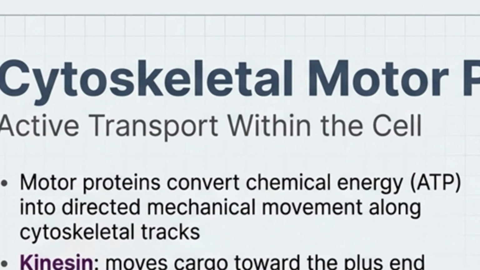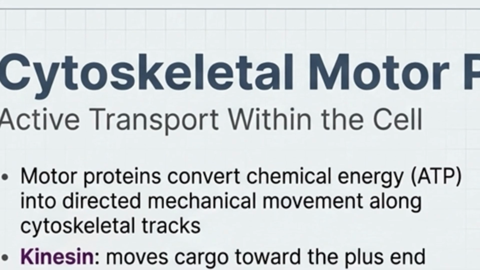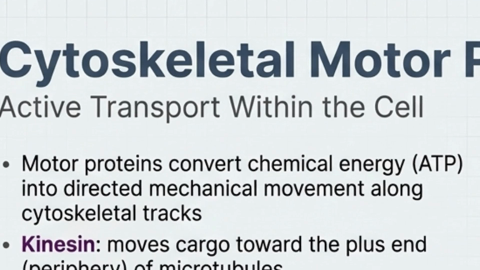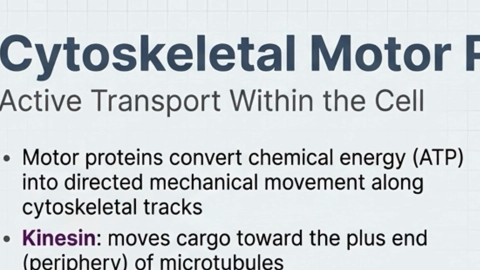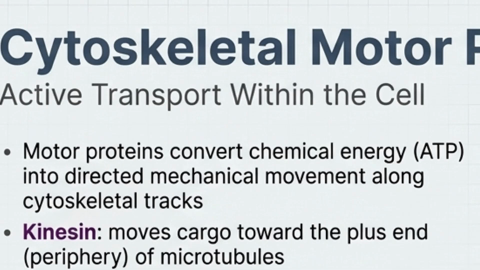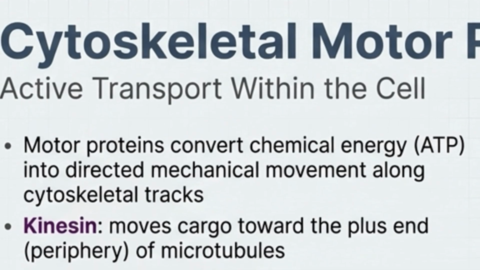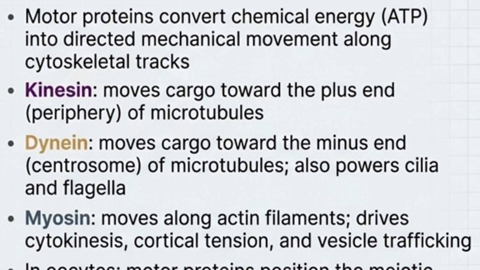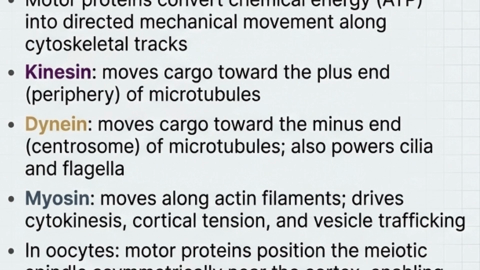Nanoscale engines that convert chemical energy stored in adenosine triphosphate directly into mechanical movement, walking along cytoskeletal tracks with a directionality and cargo specificity that makes even the most sophisticated logistics system look primitive by comparison. There are 3 major families of motor proteins, each working on a specific cytoskeletal track.